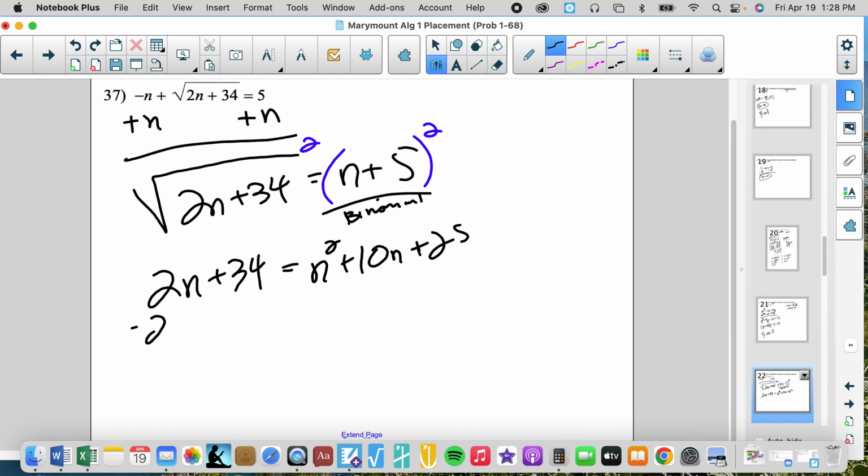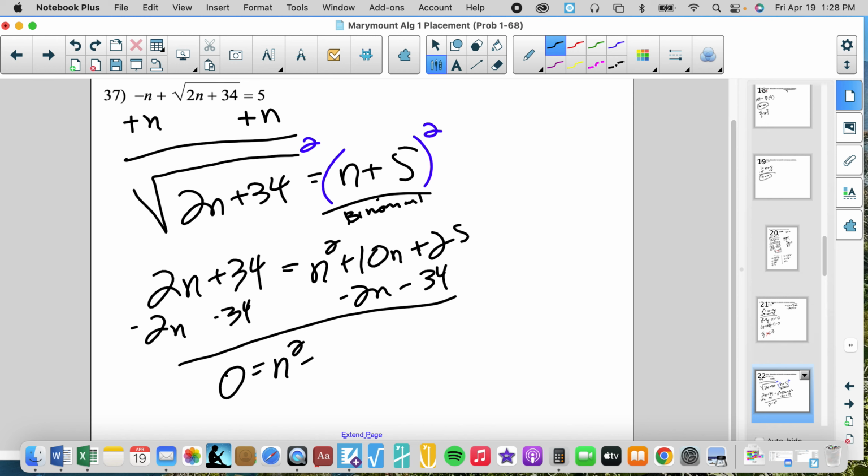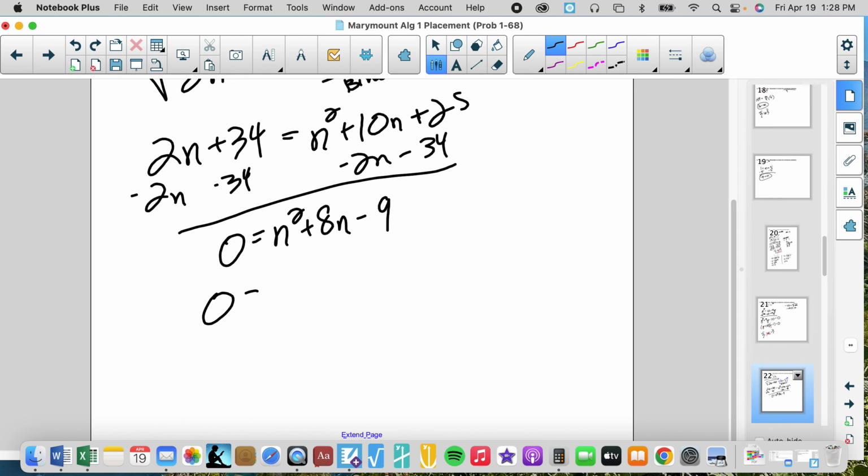And now we're going to move it and set it equal to 0. That gives us 0 equals n squared plus 8n minus 9. So factor that. That becomes n plus 9, n minus 1. So my possible solutions are negative 9 and 1.